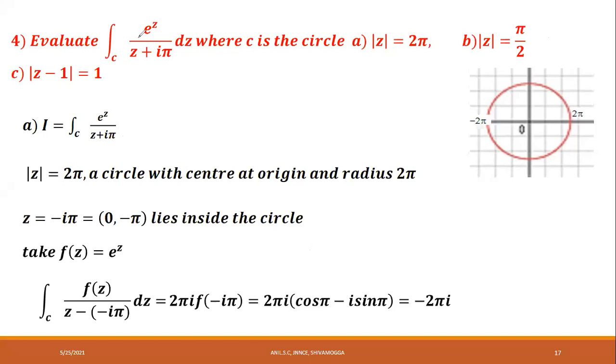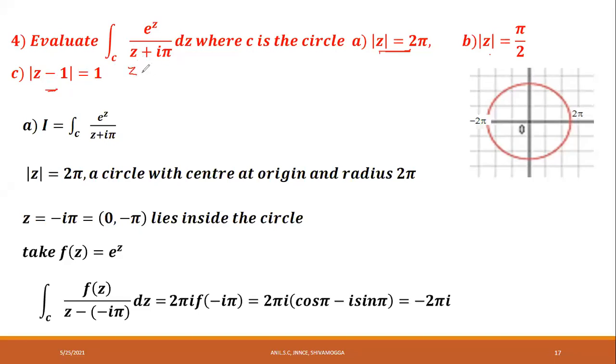Evaluate the integral of e^z divided by (z plus iπ) dz, where C is the circle |z| equal to 2π in the first case, |z| equal to π/2 in the second case, and for the third case C is |z minus 1| equal to 1. This is the problem. Evaluate the integral over C of e^z divided by z plus iπ.